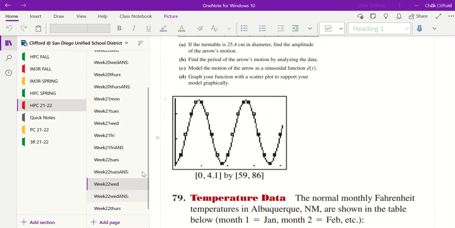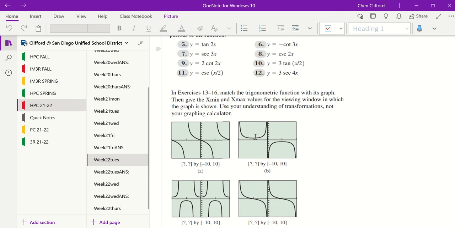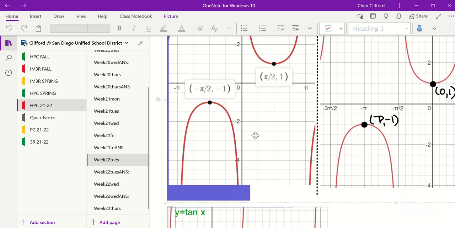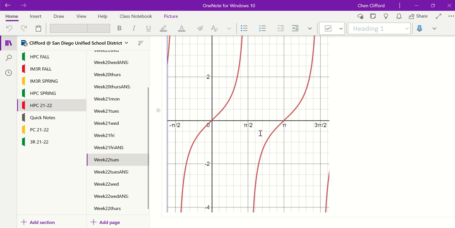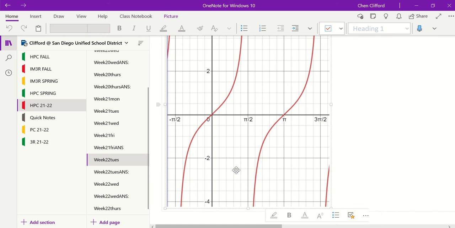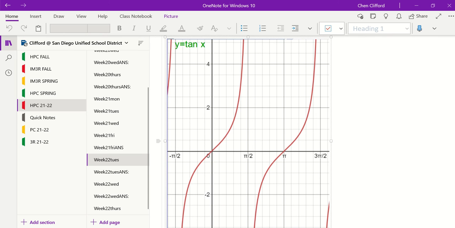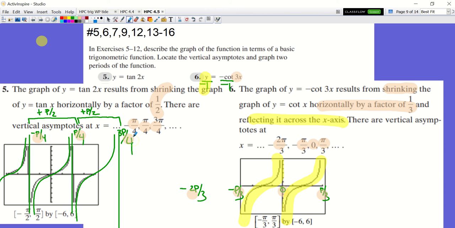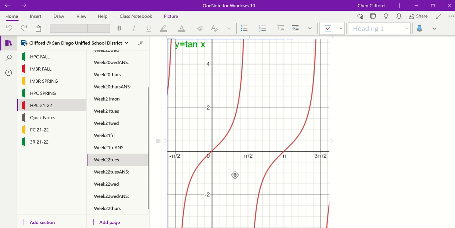Let me pull it up here, 22 Tuesday, and I have the parent functions here. Let's look at tangent over here. Right now it's transforming the parent function of tangent. The parent function of tangent has a vertical asymptote at minus pi over 2 and positive pi over 2.